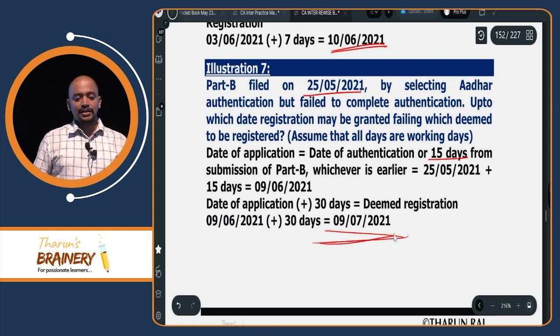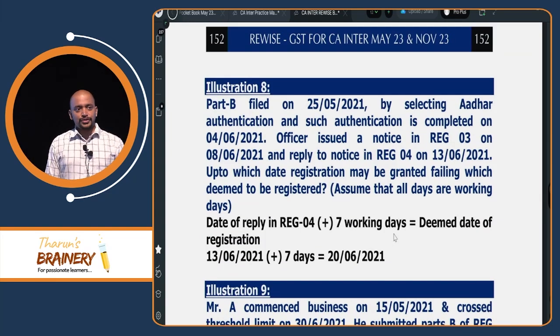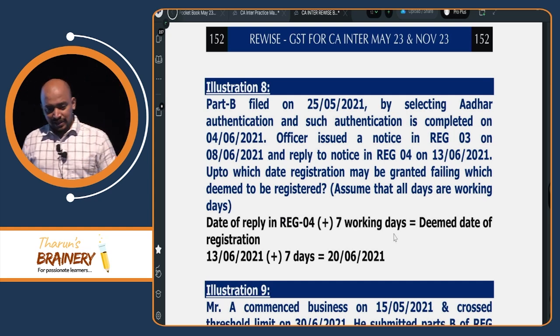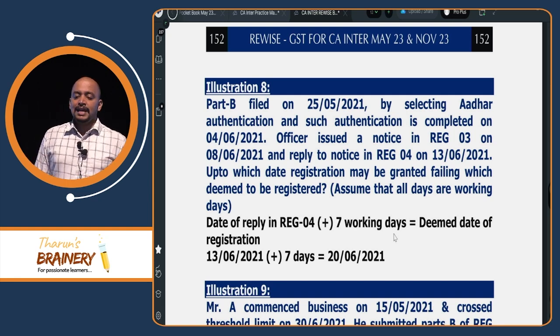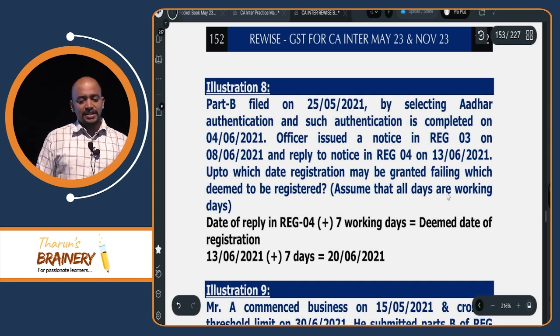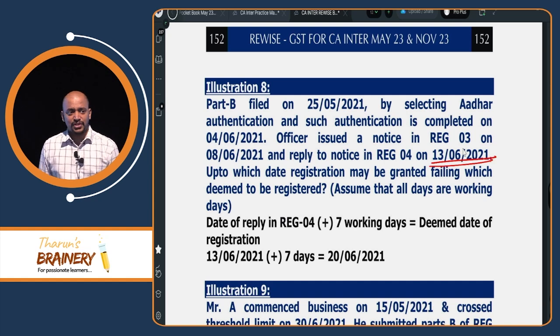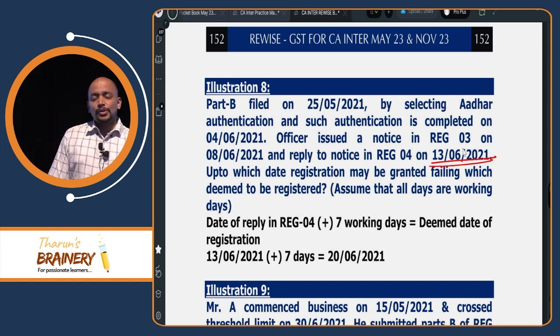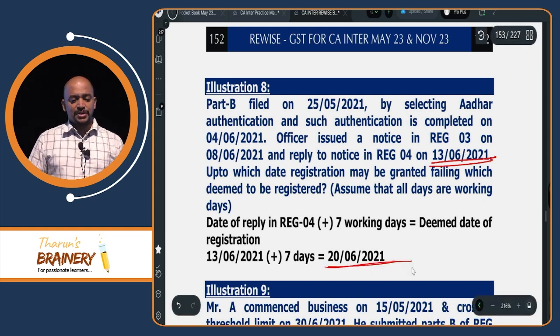Otherwise deemed registration. Then illustration 8. Part B filed on 25/5/2021 by selecting Aadhaar authentication. Such authentication is completed on 4/6. But officer gave a notice in REG3 on 8/6 and thereafter replied to notice in REG4 on 13/6. Up to which date registration may be granted, otherwise deemed registration? When you gave reply, 13/6. From 13/6, what is the time limit within which they need to either reject application or give registration certificate? 7 working days. Assume all days are working days, which means 26. By 26, we need to get registration, otherwise deemed registration.